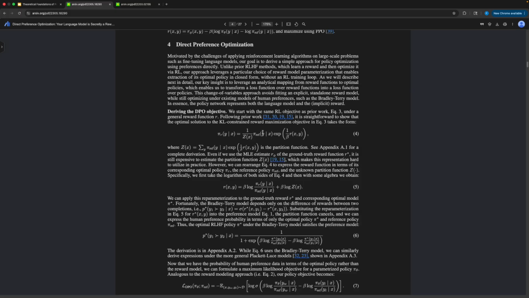We'll go over the derivation and proof of this parameterization of the optimal policy in terms of your pi SFT as well as your reward model. But the beauty of this is that now you could also write your reward model in terms of your optimal policy.